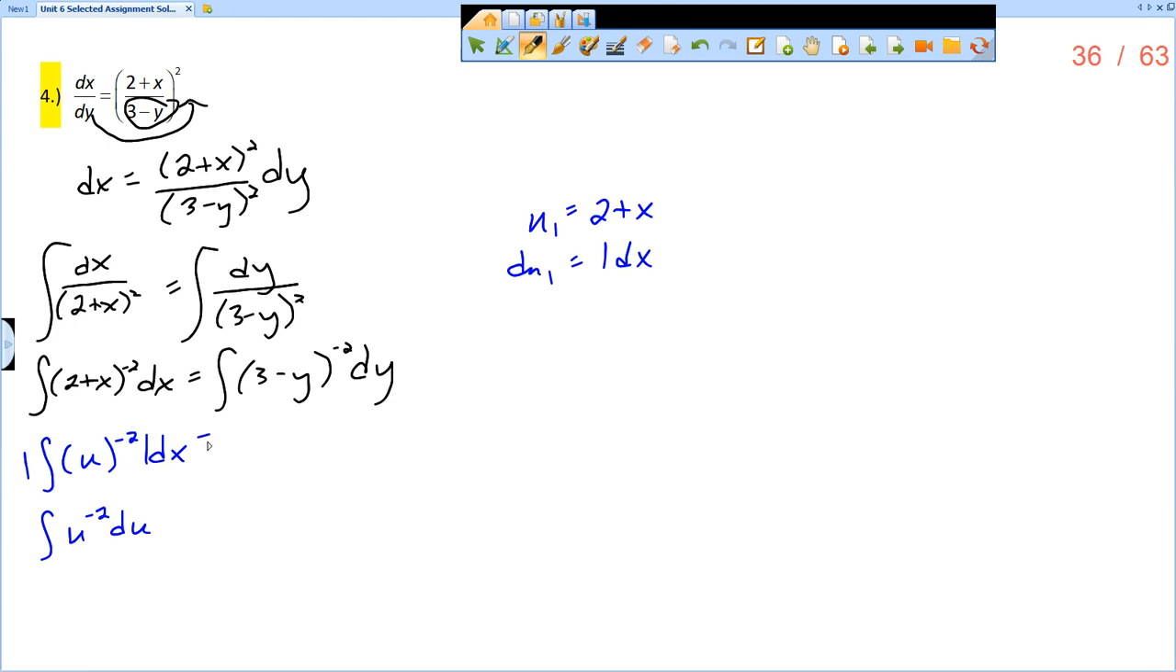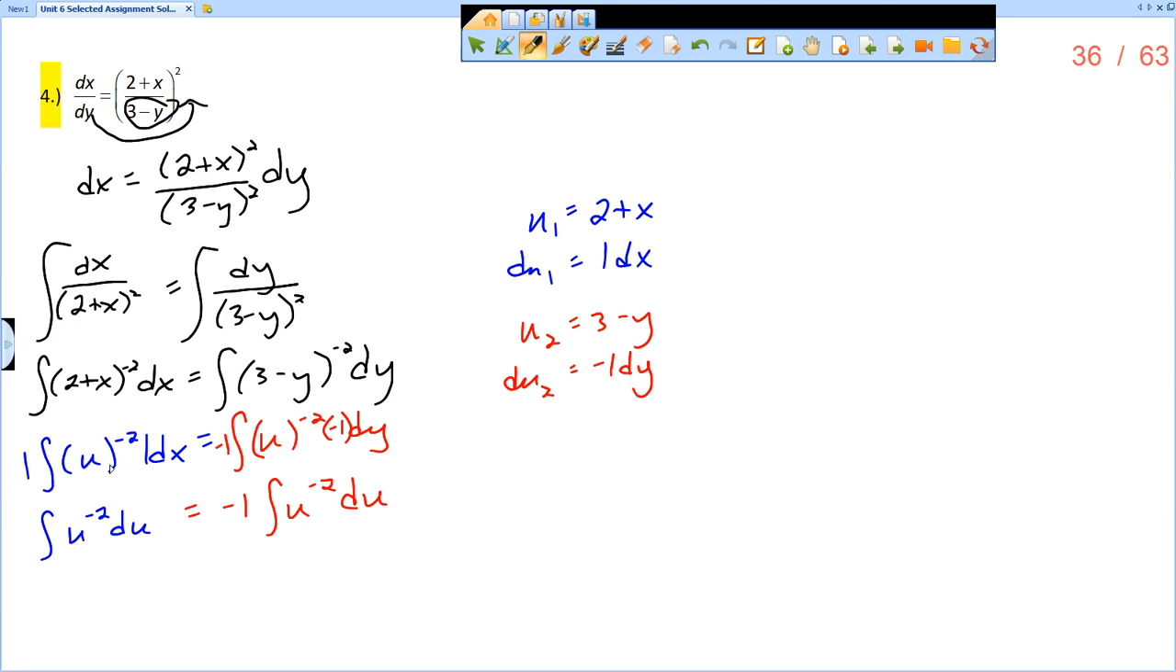On the right side of the equation, I'm going to use a different u. We'll call it u sub 2, and that's going to be 3 minus y. So du sub 2 is going to be, well, the derivative of 3 minus y is negative 1 dy. So that means on the right side, I have the integral of u to the negative second dy. I needed a negative 1 with the dy, which means I need a negative 1 on the outside. So on the right side, I have negative 1 times the integral of u to the negative second du.